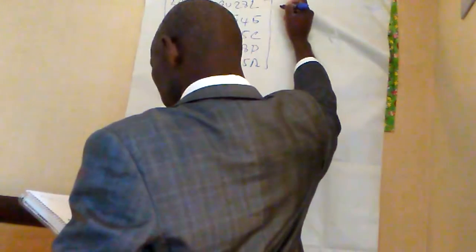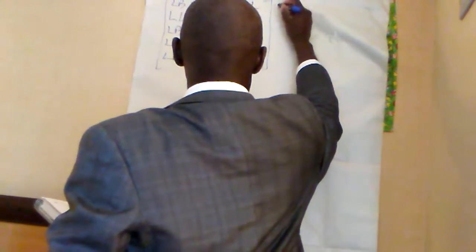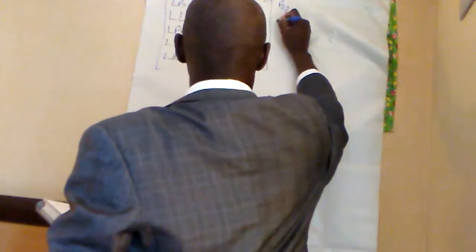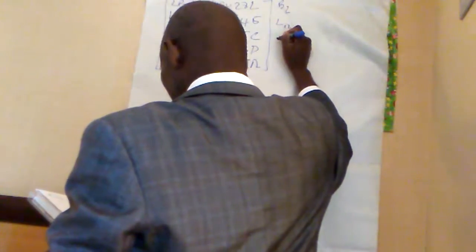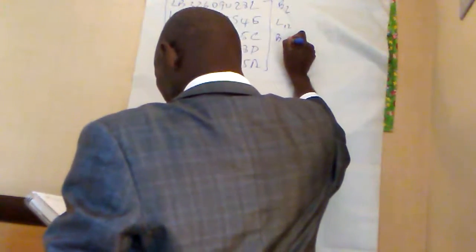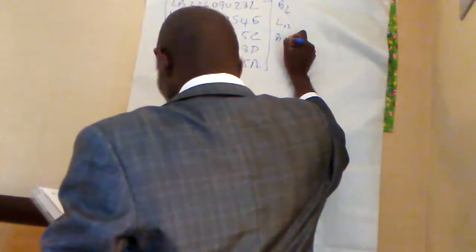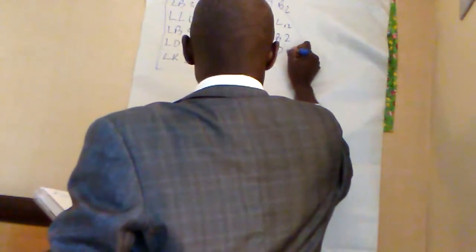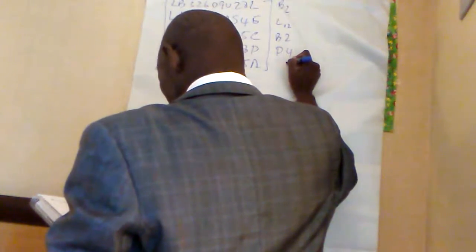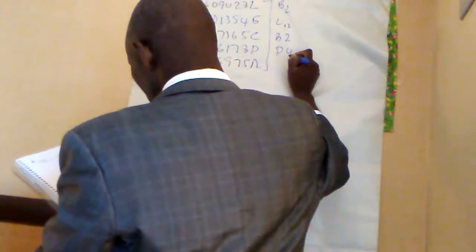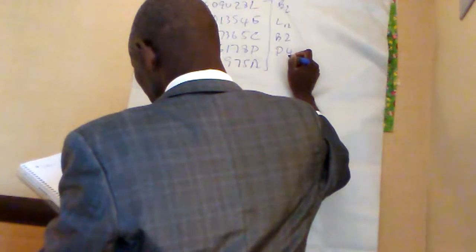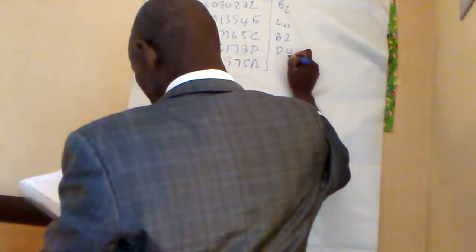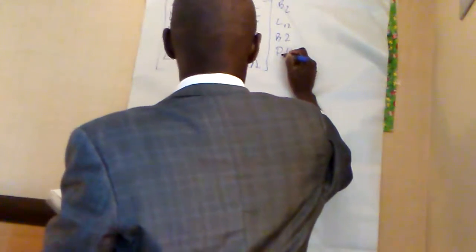5x11, the 12th one is isolated here: B2, L12, B2 again, D4, and K4. Let's call it that.